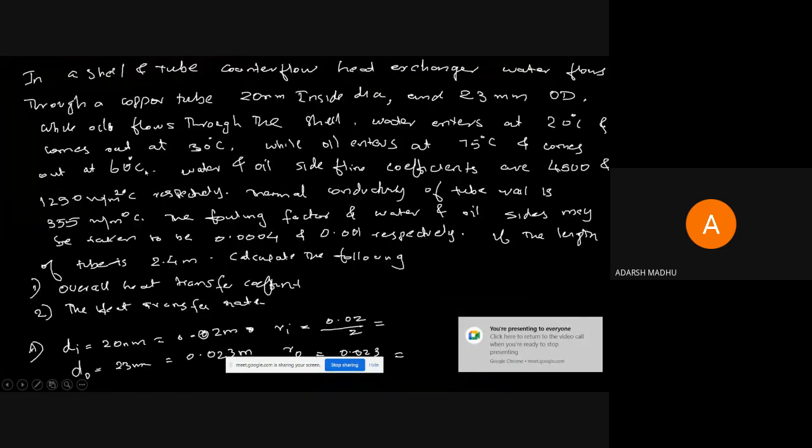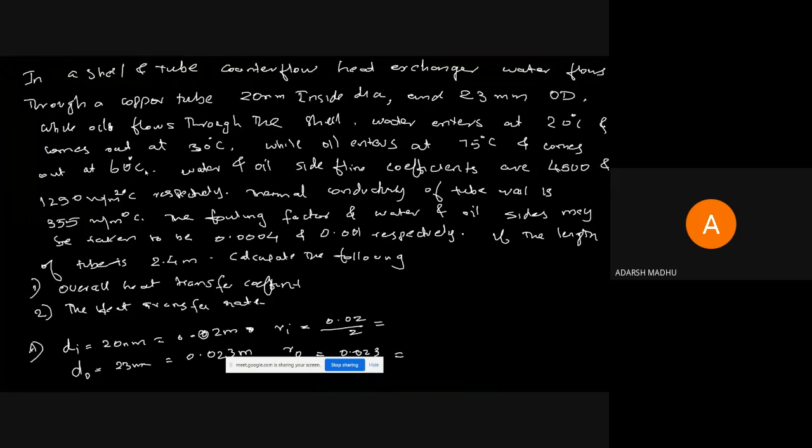Okay, this was the problem we had discussed in the last class. We have not completed a particular problem yet. I think everyone has returned the question.